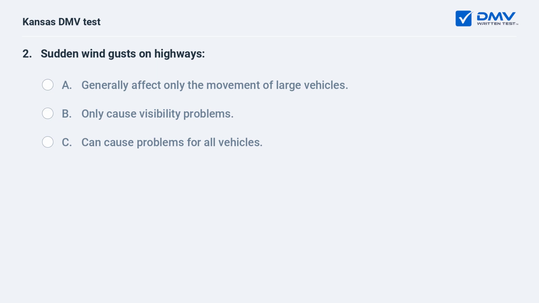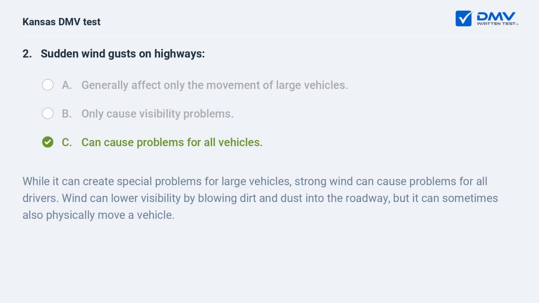Sudden wind gusts on highways: A. Generally affect only the movement of large vehicles. B. Only cause visibility problems. C. Can cause problems for all vehicles. C. Can cause problems for all vehicles. While it can create special problems for large vehicles, strong wind can cause problems for all drivers. Wind can lower visibility by blowing dirt and dust into the roadway, but it can sometimes also physically move a vehicle.